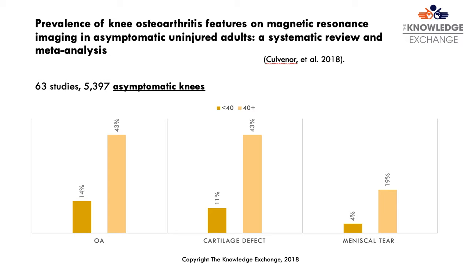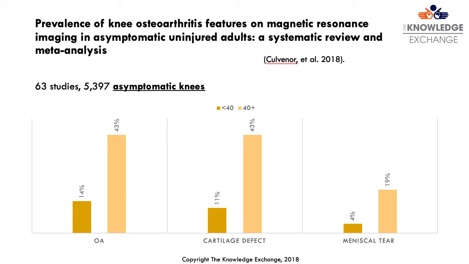When we look at osteoarthritis in patients below the age of 40, we see a 4 to 14% incidence of osteoarthritis, whereas those over the age of 40 show a significantly higher rate of osteoarthritis within the knee at 43%.